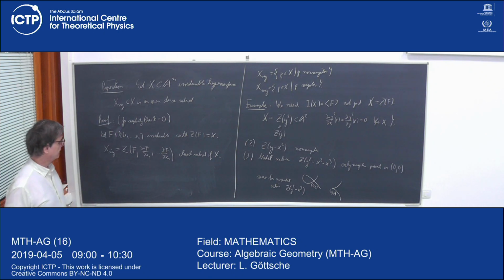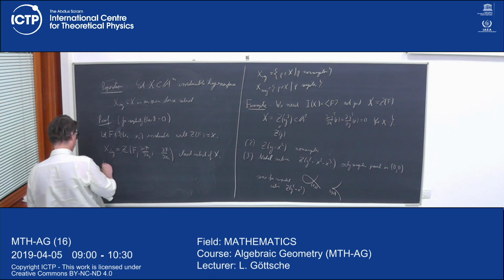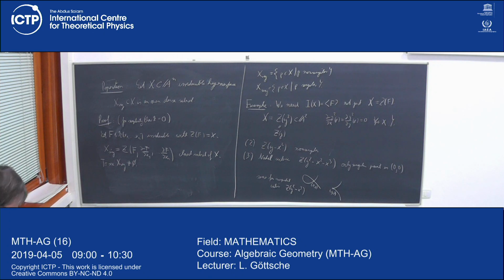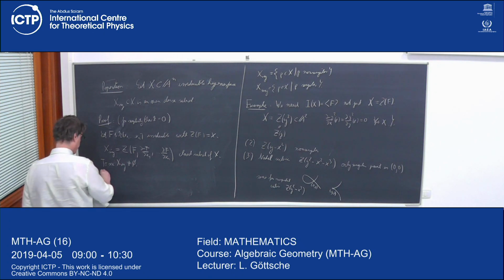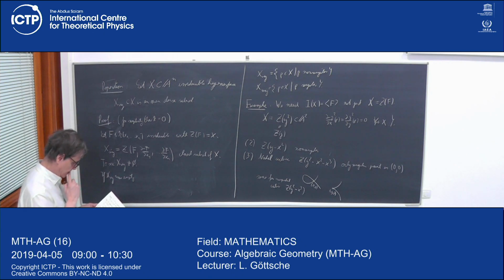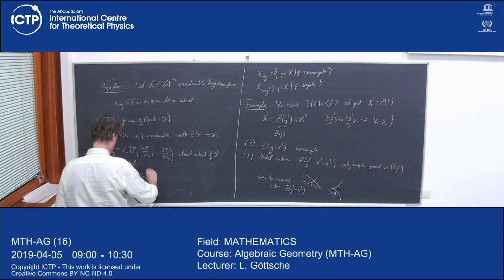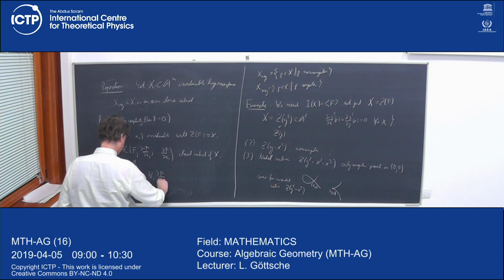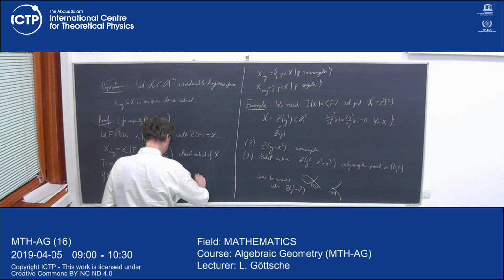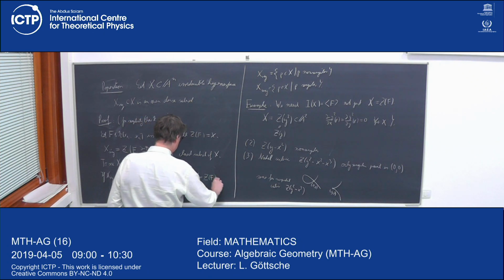Now we have to see that X reg is non-empty, because if we have a non-empty open subset, it is dense. So if X reg was empty, then for all i, df by dxi vanishes on X, which is the zero set of f.